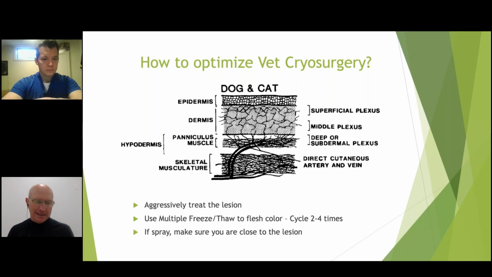To achieve an aggressive freeze, there are two components. One is obviously the temperature, the second is time, and then the third that comes into that is how many times I perform the freeze and then a thaw. Multiple freeze-thaws are almost always required unless the lesion is really small or it's in, say, an eyelid. You're going to want to think in terms of 2 to 4 cycles when you are treating a topical lesion.